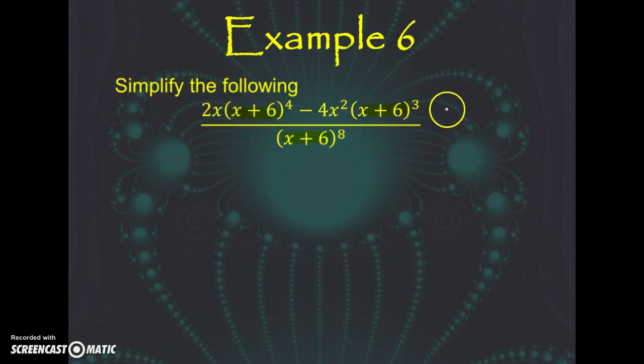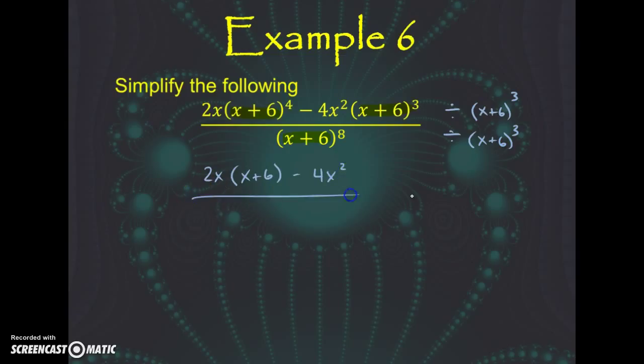So what I want to do is divide top and bottom by x plus 6 to the 3rd. I chose to the 3rd because that's the lowest exponent of the 3. So up here I get a 2x, 3 of those 4 x plus 6's go away. Over here all of the x plus 6's go away. And on the bottom, if I have 8 and I take 3 away, I'm left with 5. And the problem just got significantly easier.